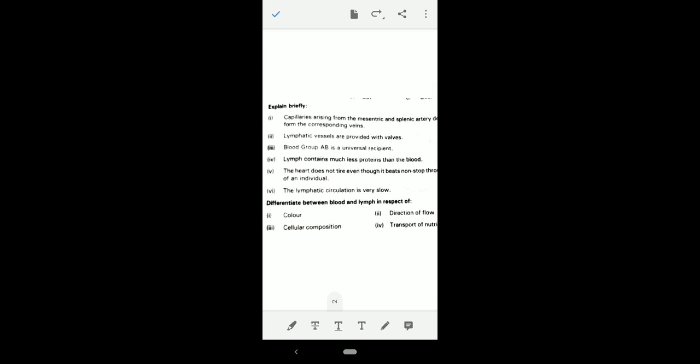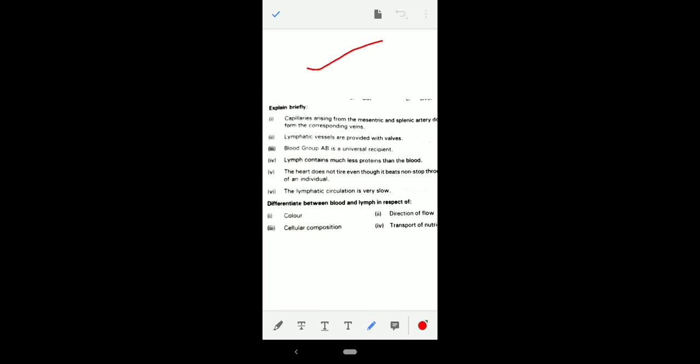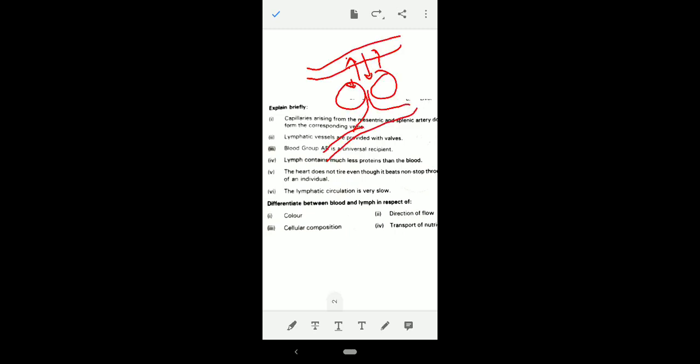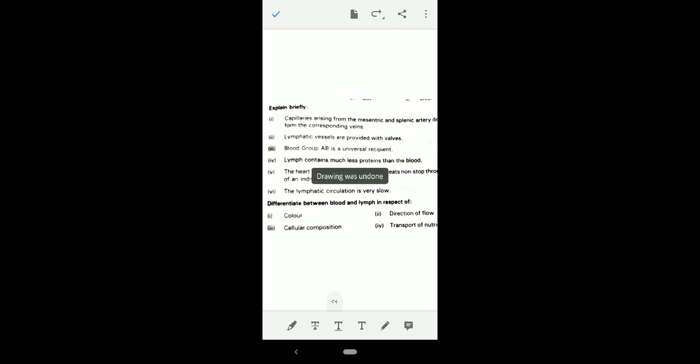Lymph contains much less protein than the blood because... what is lymph? When blood flows through the capillaries, some of the fluid gathers between the cells. This is called tissue fluid, and it includes some of the protein. Some of the protein can go back, but many of the proteins are not able to go back and they enter into another channel that is called the lymph vessel. So basically lymph contains less protein in comparison to blood.